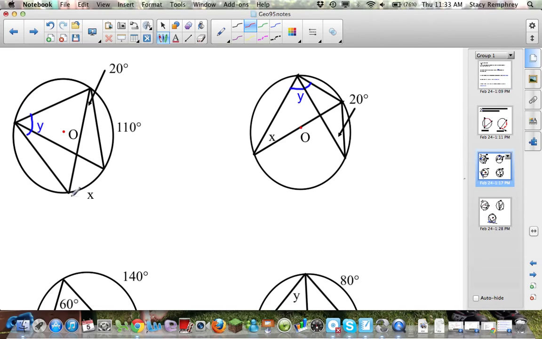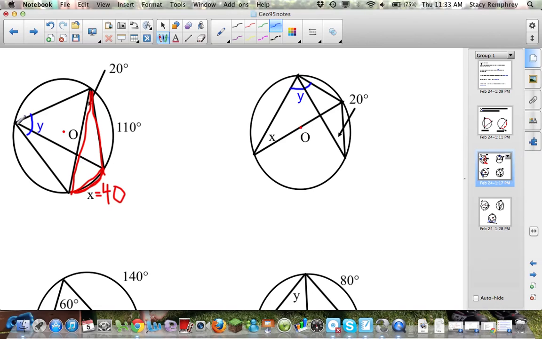All right, for X, that's the measure of this arc. If I follow this up to here, this angle is 20. Well, the angle is half of the arc, so X must equal 40, because that's twice 20.